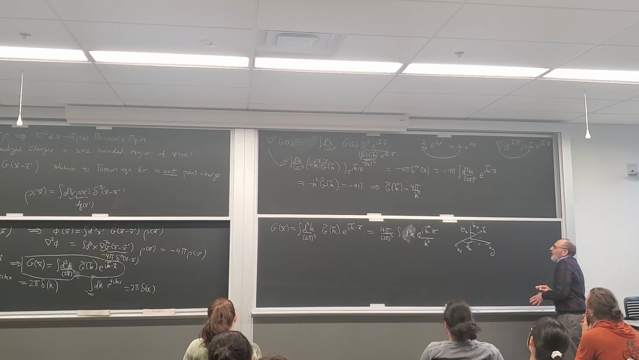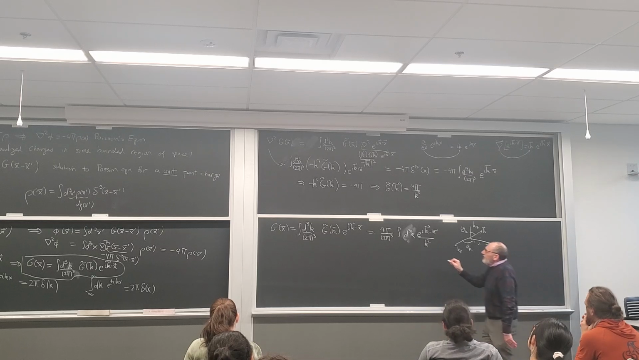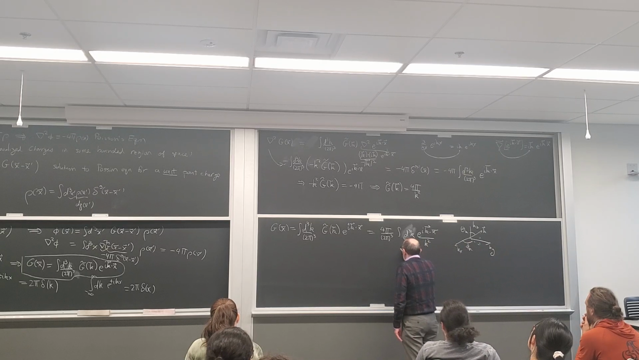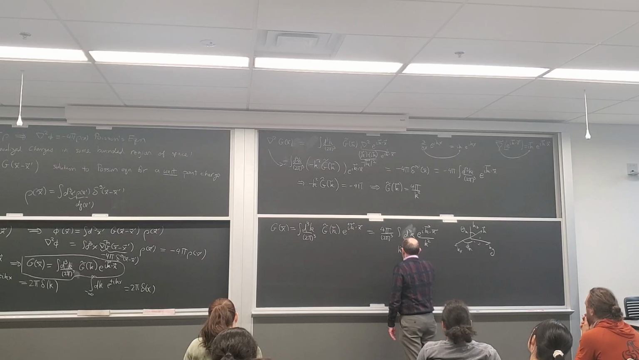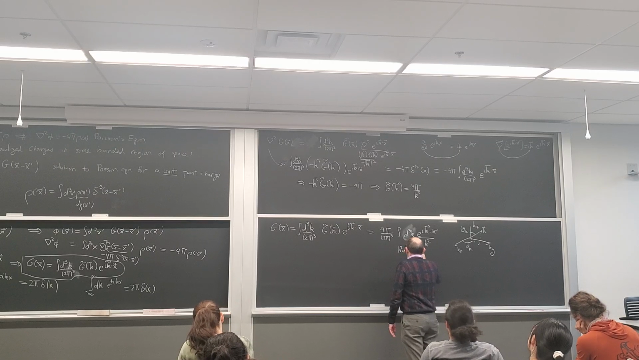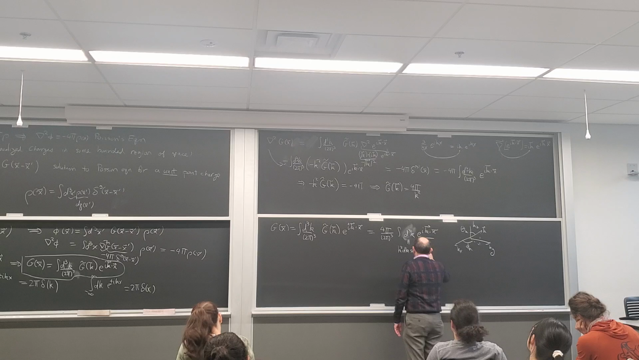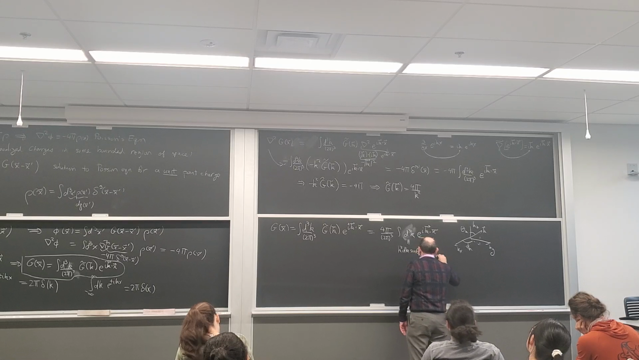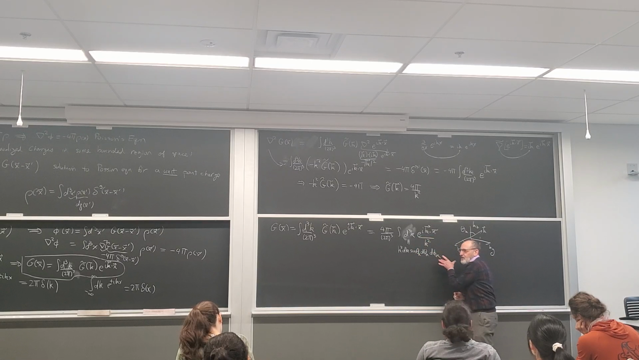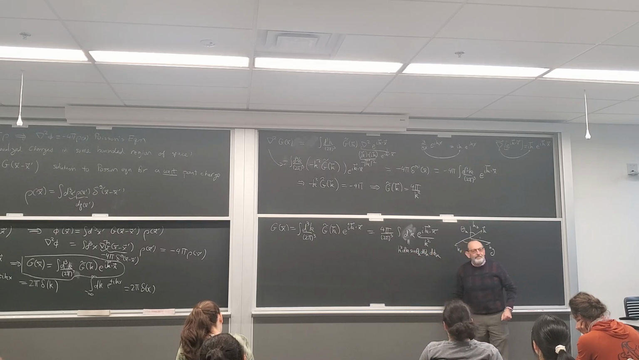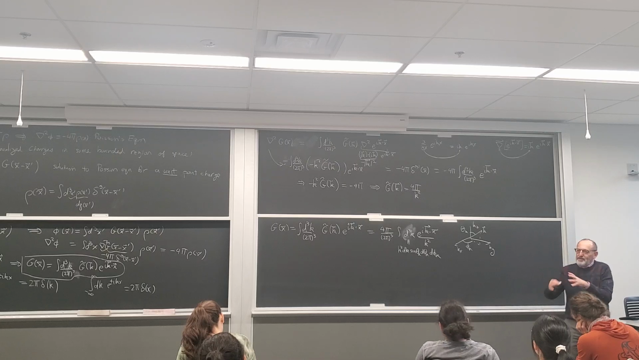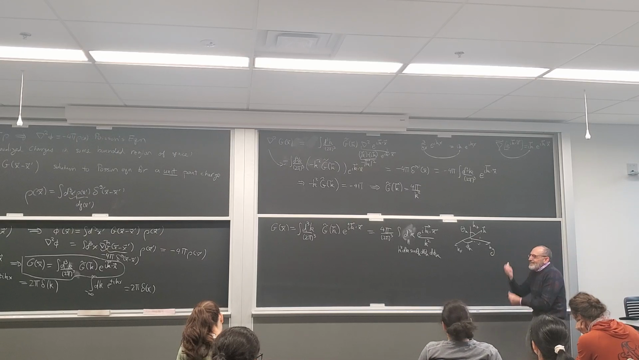So what that means then is that this integral is k squared dk sine theta sub k d theta sub k d phi sub k. That's, as we remember, the element of volume in spherical coordinates. But the spherical coordinates are relative to the k direction. Okay?